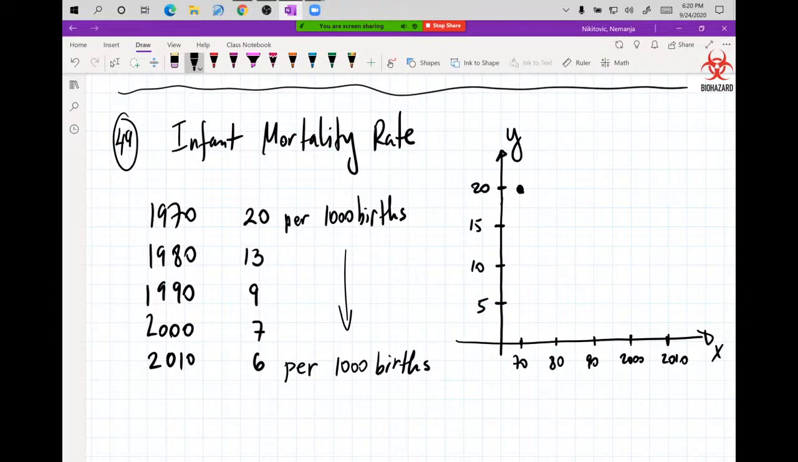Then we drop down to 13 in the 80s. So 13 would be right here. Then we drop down to 9 in the 90s. Then you drop down to 7, which is there. And then we drop down to 6. It has to be just above that line, because if you draw it on the line, it's 5. But if you draw the whole point above the line, it's 6. And if you draw the line through these data points, you see that this is a decrease.